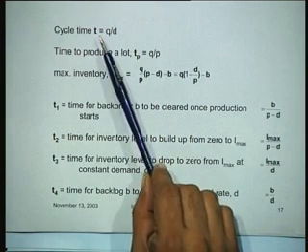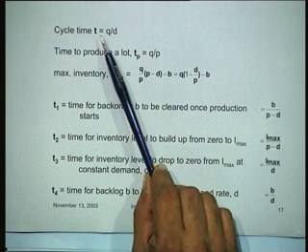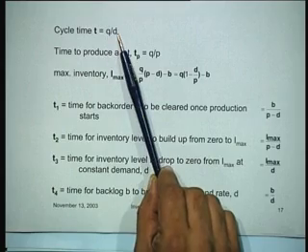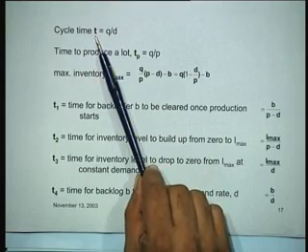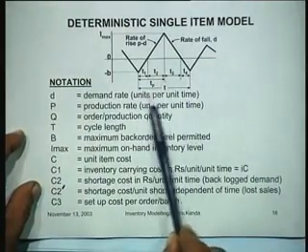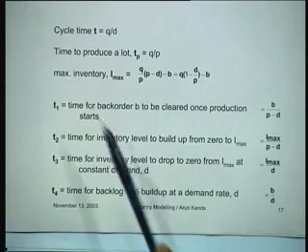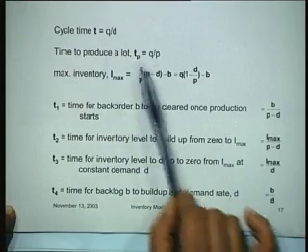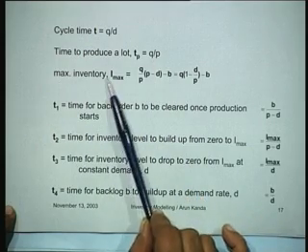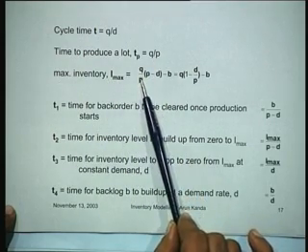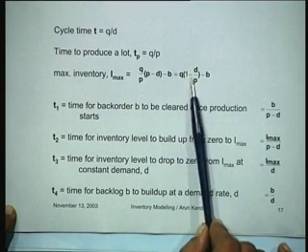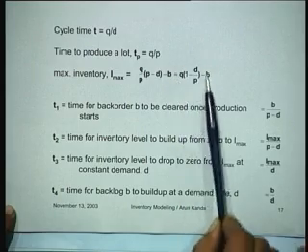For instance, what is the cycle time T? You have a lot size of Q. How much time will it take you to consume Q? Q by D, where D is the demand. So this is the expression for the total time of the cycle. And the time to produce a lot, TP, by the same logic, will be Q by P, where P is the production rate. Maximum inventory I max will be Q by P into P minus D minus B, which is therefore Q into 1 minus D by P, minus B. So that becomes the maximum inventory.